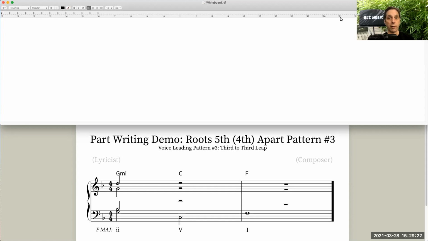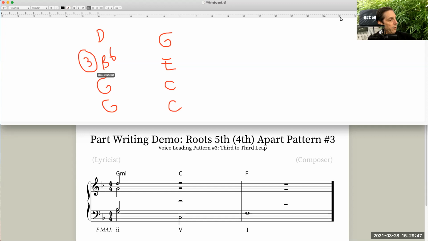So let's write out our notes for our first two chords, taking care to double the root. And our second chord is a C. All right, so let's first spot where the third of each chord is. Here's the third of our first chord. And here's the third of our second chord.